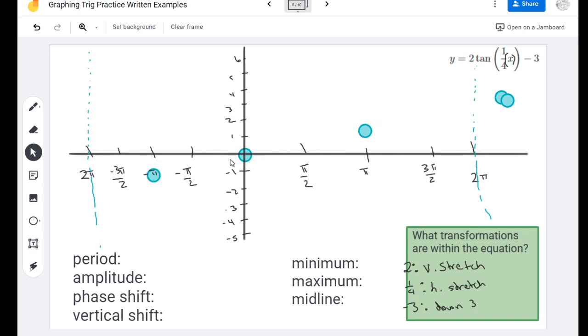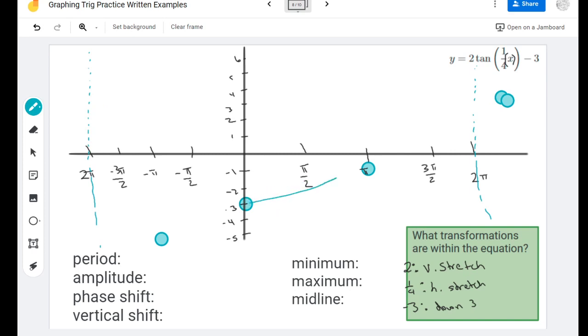Now see how they're equidistant between the middle and your new asymptotes? Our vertical stretch says that this distance, instead of being 1, should go up by 2 and down by 2. So there's our vertical stretch. And then that minus 3 is saying to take each of these points and take it down 3. So this one at negative 2 is at negative 5. Here we're at negative 3, and this one would be at negative 1. Alright, so we did our 3 transformations, and now we can draw in our shape.